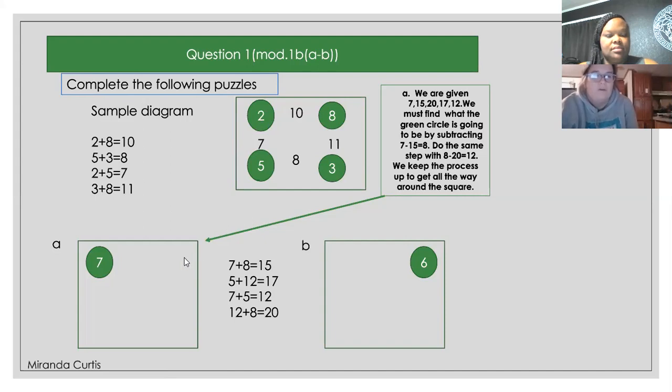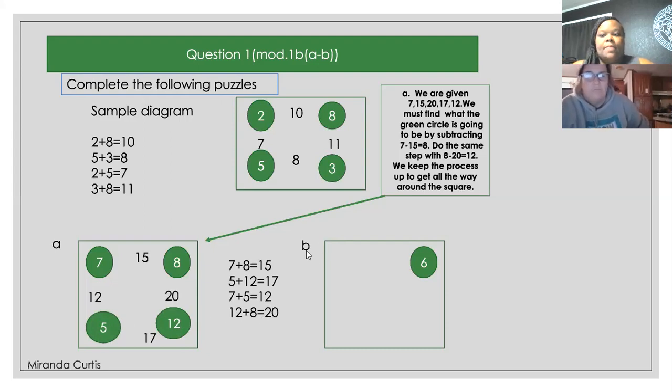So how we're going to get our missing bubbles over here is we're going to subtract what they give us. So we're given 7, 15, 20, 17, and 12. We must find what the green circle is going to give us. So 7 plus 8 equals 15. And when they give us 15, we're going to do 15 minus 7. Okay, to get our next bubble, we had 5. So 5 plus 12, which is our little bubble down here, is going to give us 17, which is going to be right there. And then 12 plus 8, right here, is going to give us 20.